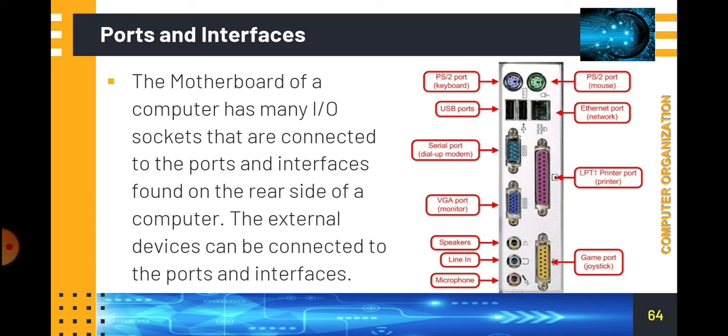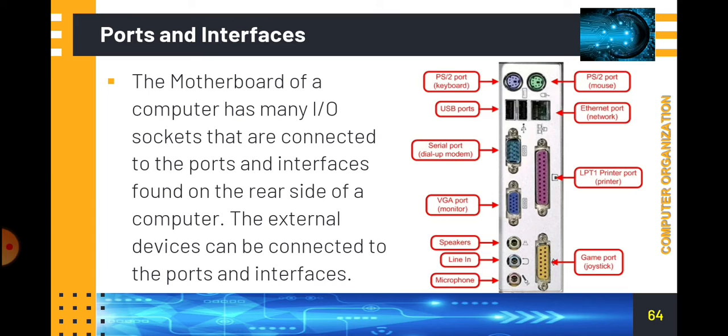Ports and interfaces. Through these ports only we can get an interface to the input and output devices. The motherboard of a computer has many IO sockets that are connected to the ports and interfaces found on the rear side of a computer. That is, you can see these ports on the back side of your CPU.